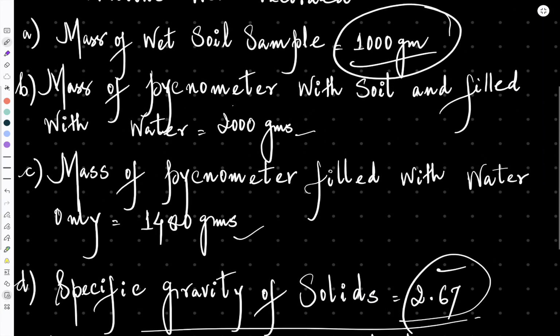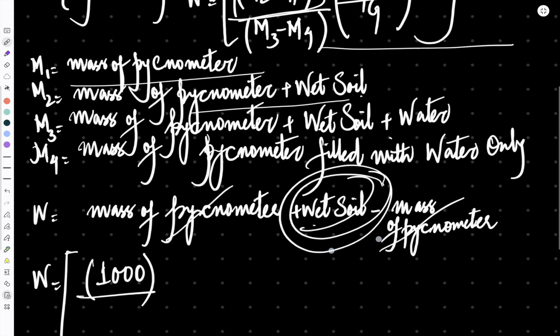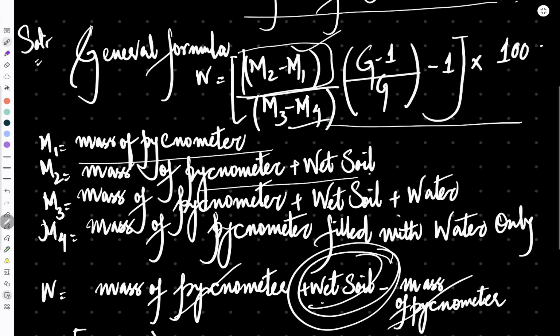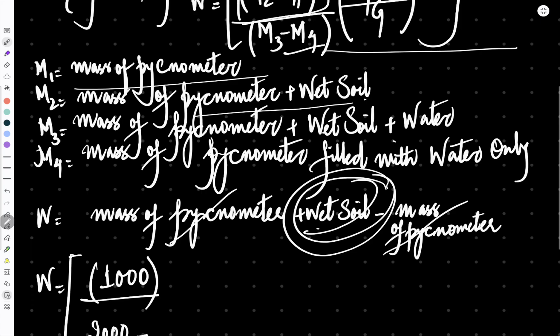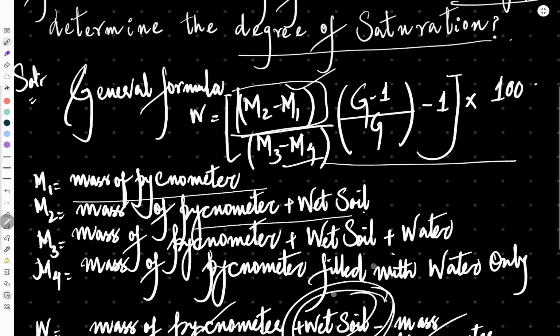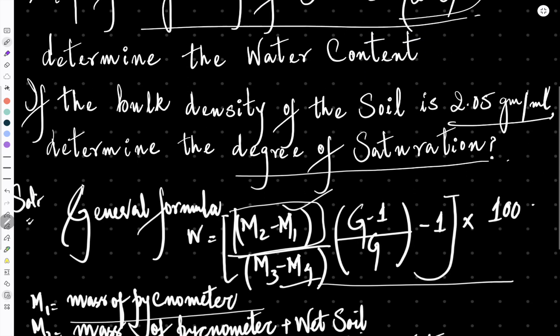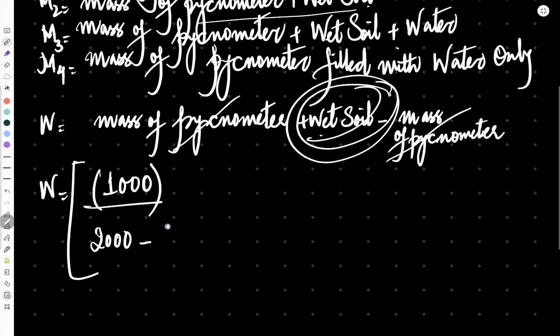2000. Mass of pycnometer with soil and filled with water. So our M3 is 2000 minus M4. What is M4? Mass of pycnometer filled with water only. That's also given in the question. Mass of pycnometer filled with water only is 1480 grams. So I'll be substituting the value 1480 over here.